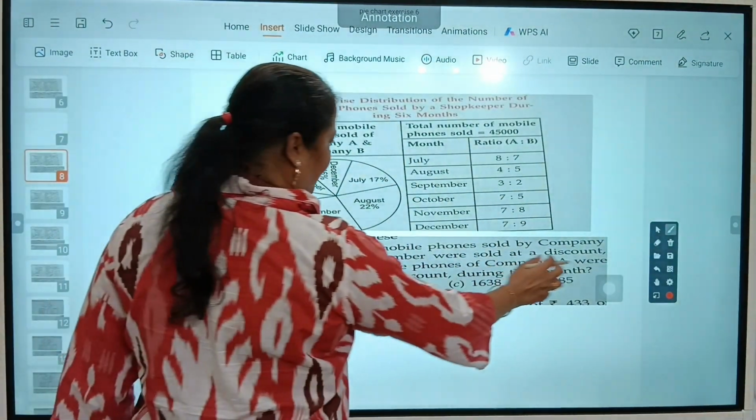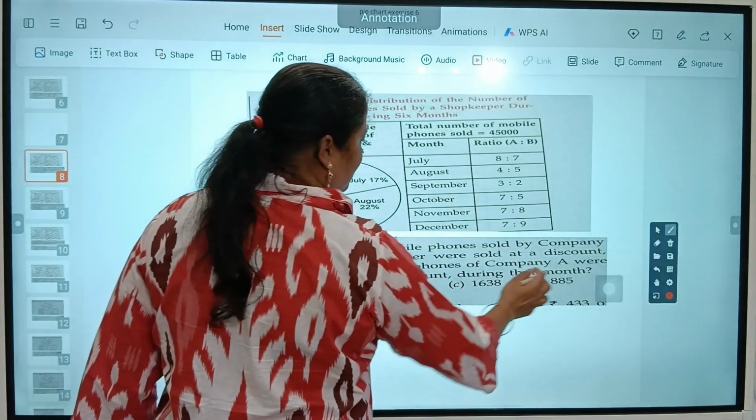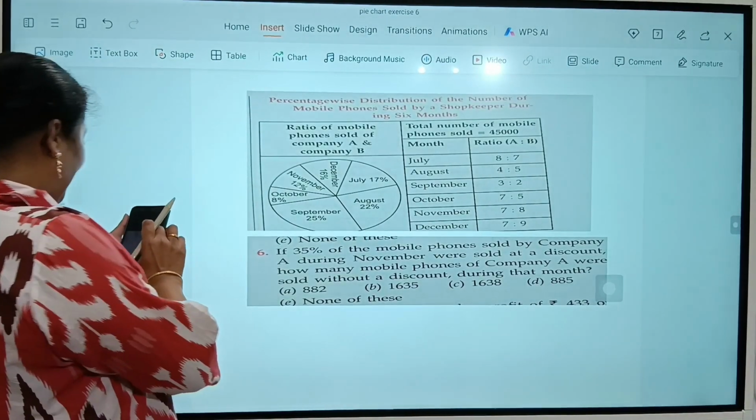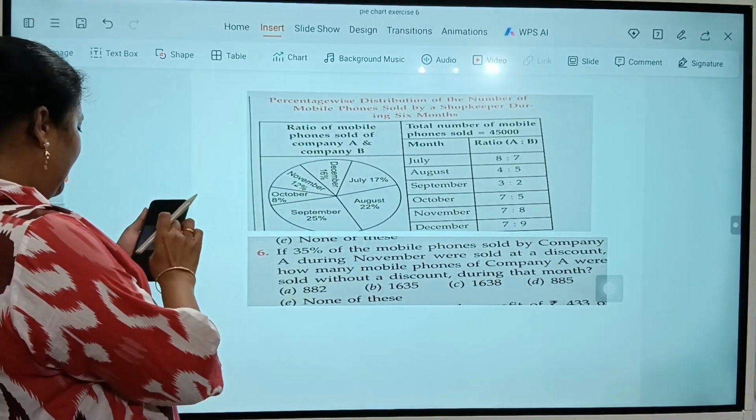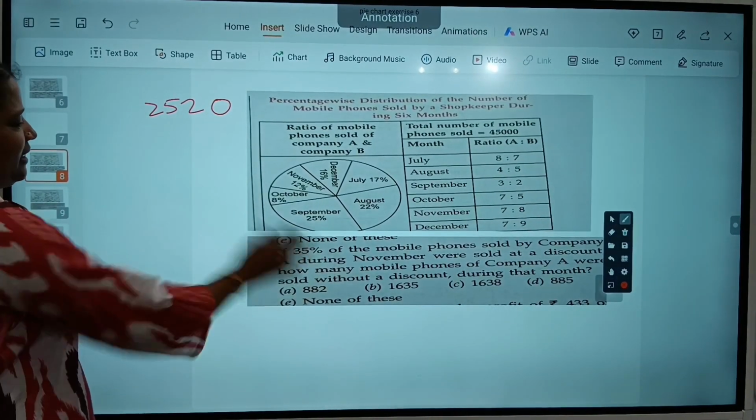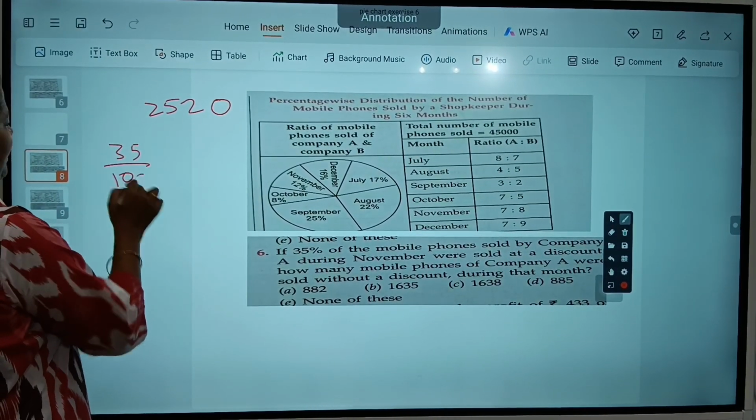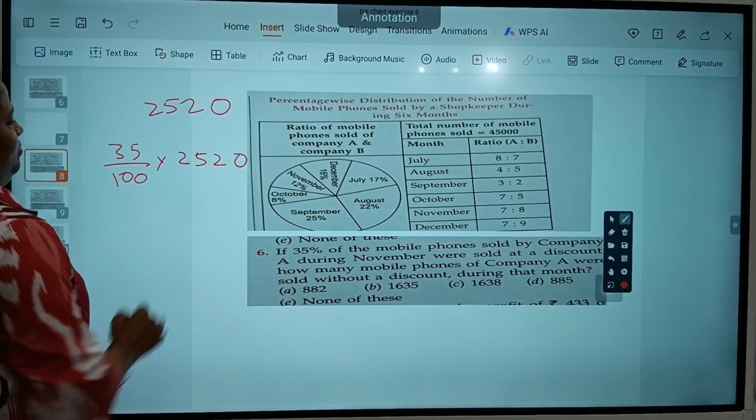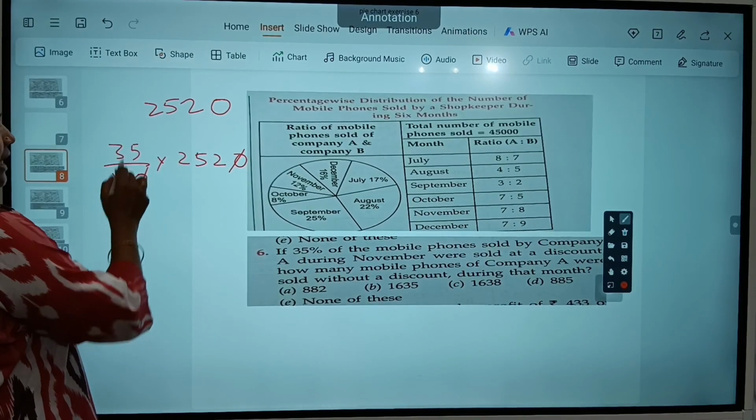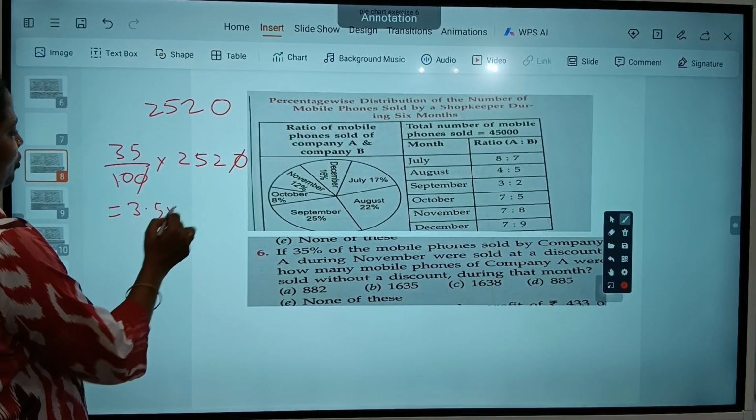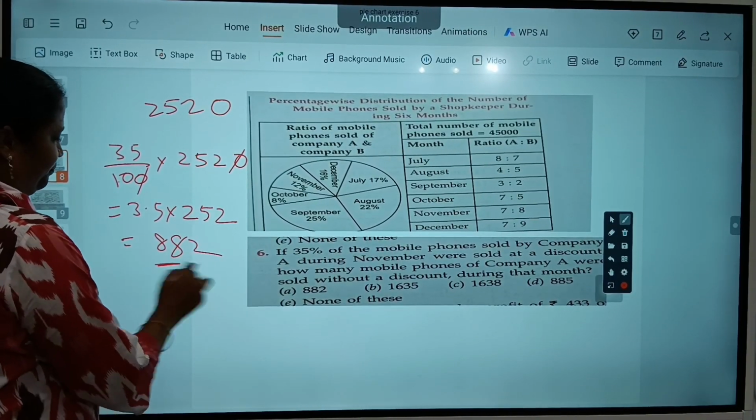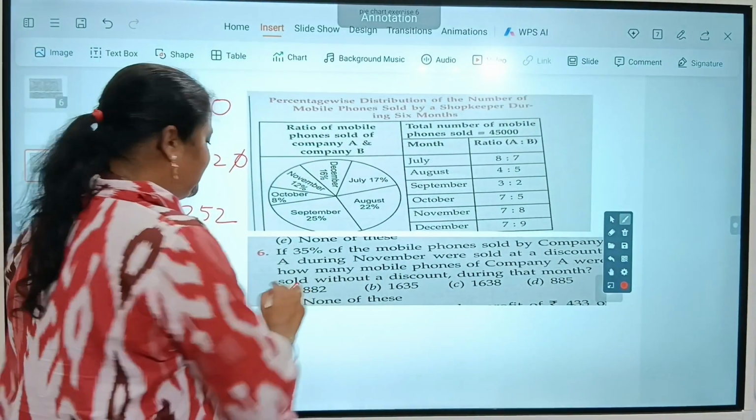If 35% of mobile phones sold by company A during November were sold at a discount, how many mobile phones of company A were sold without a discount during that month? As per the table, how many mobiles of type A are sold in November? This is nothing but 2520. In this, 35% is 35 by 100 into 2520. Zero cancel. So this is 35 by 10, meaning 3.5 into 252. This is nothing but 882. So the answer is A, 882.